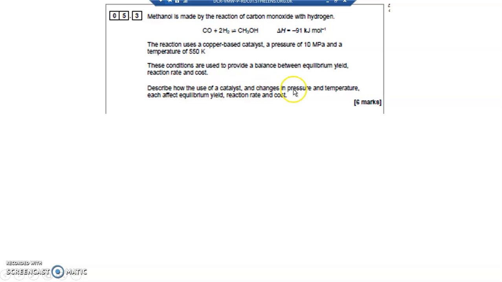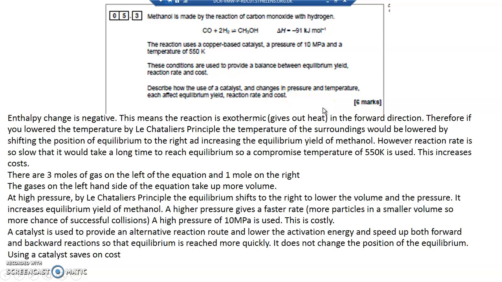Describe how use of a catalyst and change in pressure and temperature each affect the equilibrium yield, reaction rate and cost for 6 marks. So you've got to break it down. So how are you going to break it down? You're going to mention that that's negative. That means that going in the forward direction, i.e. the carbon monoxide and hydrogen making the methanol, it's exothermic and gives out heat in this forward direction.